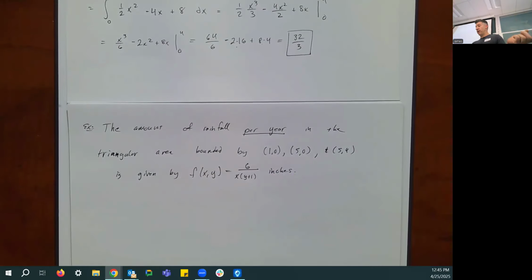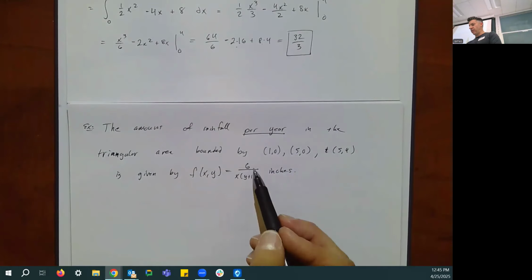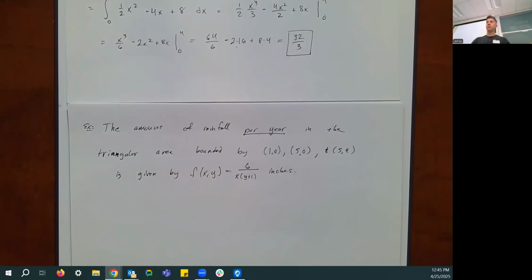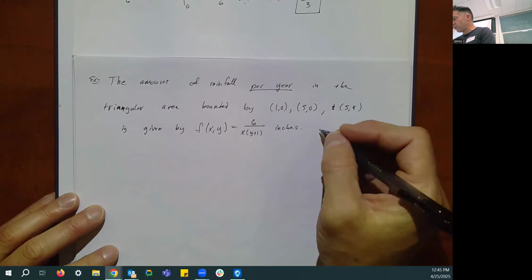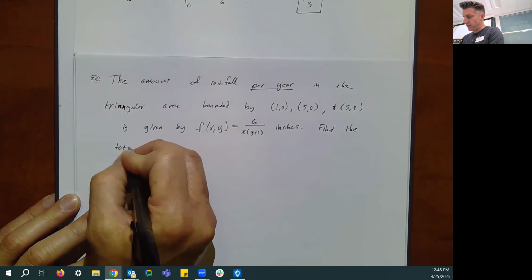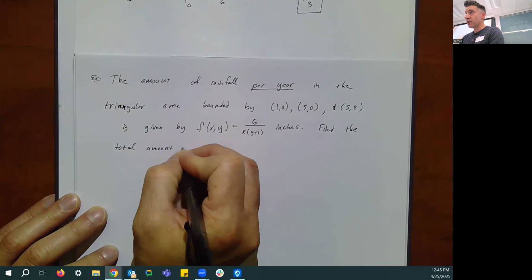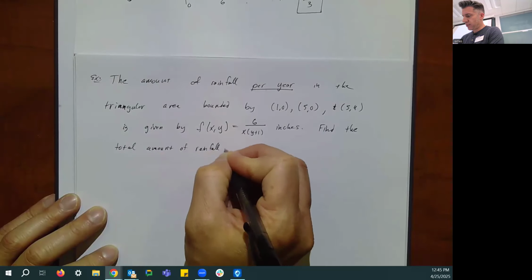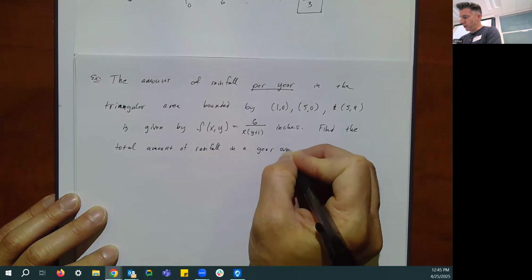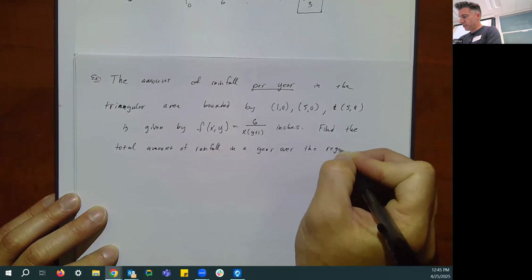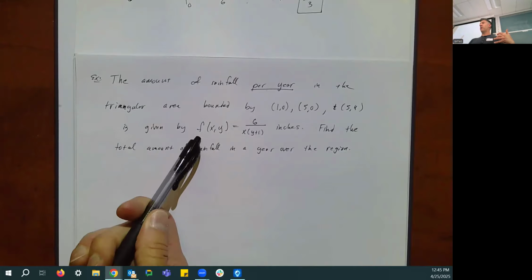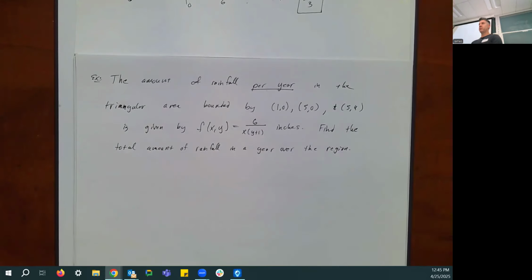So whatever coordinate you pick, like if x is 1 and y is 1, then you're going to get 6 divided by 1 times 2, which is 3 inches per year. Okay, at that one point. So first, we're going to find the total amount of rainfall for the year, or in a year, over the region. In other words, find the double integral of the function f of x, y over the region that they described to us.